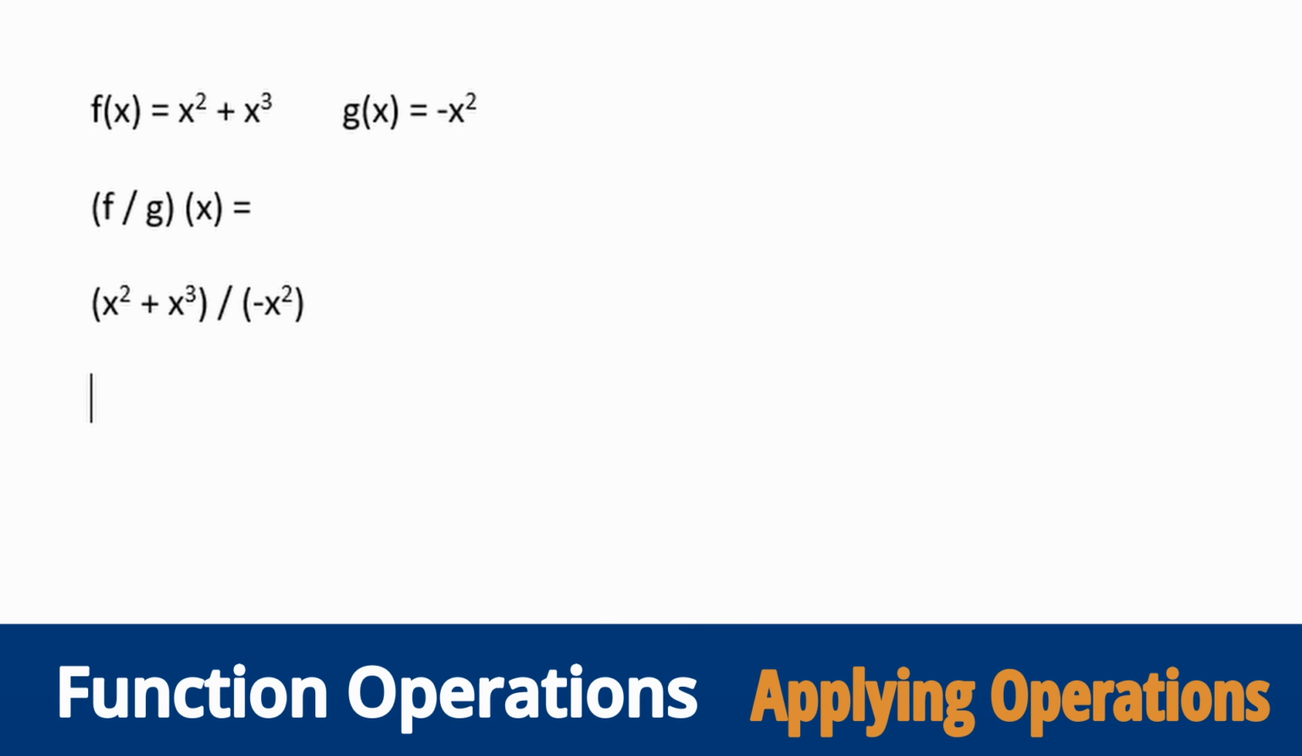Now let's divide these two functions. We've got the function f, which is x squared plus x cubed, and then g is minus x squared. When we do this, the x squared and the x squared cancel out, and we're left with x cubed minus 1. The reason it's minus 1 is because we have to subtract something because of the negative. Now, one important thing about dividing functions is that x cannot be equal to 0.